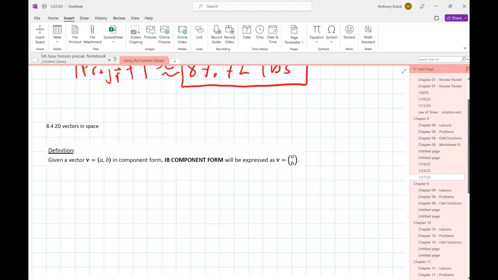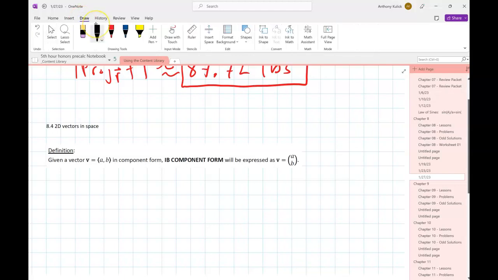So what we're going to talk about here first is creating a vector equation for a line.